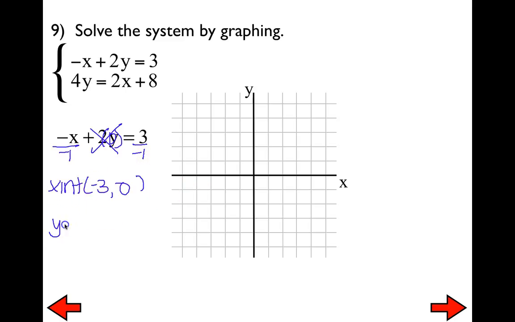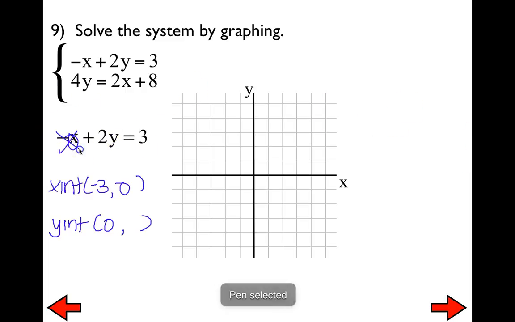Now for the y-intercept, my focus is on the y. I need to get rid of x, so I'm going to make it a 0, so this goes away. If I divide both sides by 2, I'm left with y equals 3/2. Now is it impossible to graph this? No, but I'm going to tell you the drawbacks of using this. So here my x-intercept is at -3. My y-intercept is 3/2, which is 1 and 1/2.